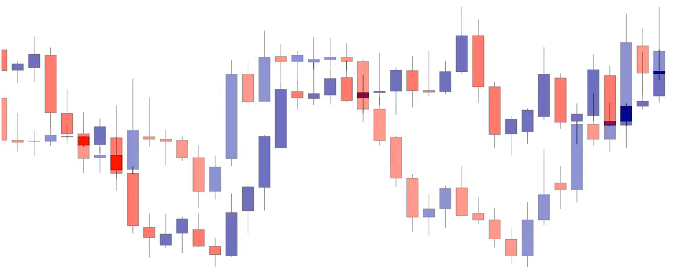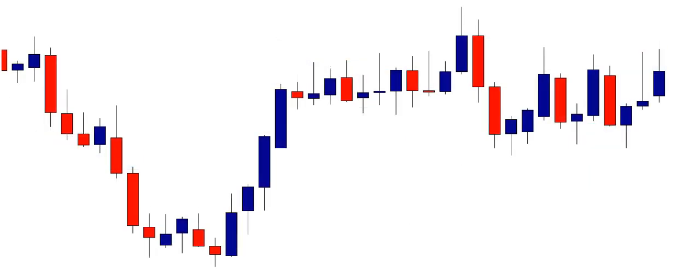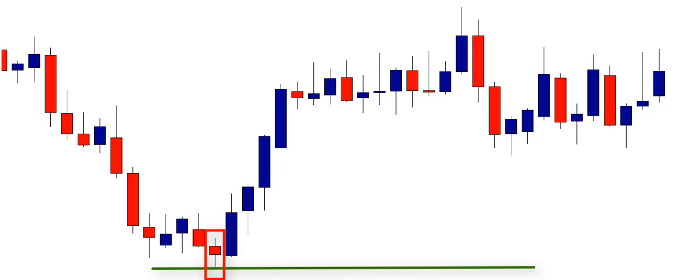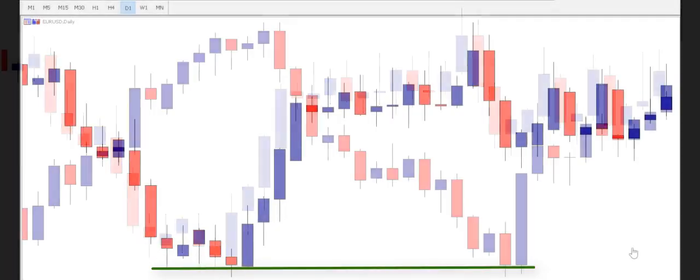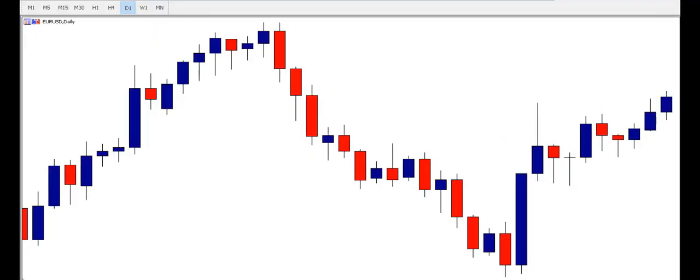When it comes to a demand zone, or when drawing a demand zone, we draw a distal line that covers the lower shadow of the candle and the proximal line at the upper shadow of the basing candle. Let me give you some real chart examples.